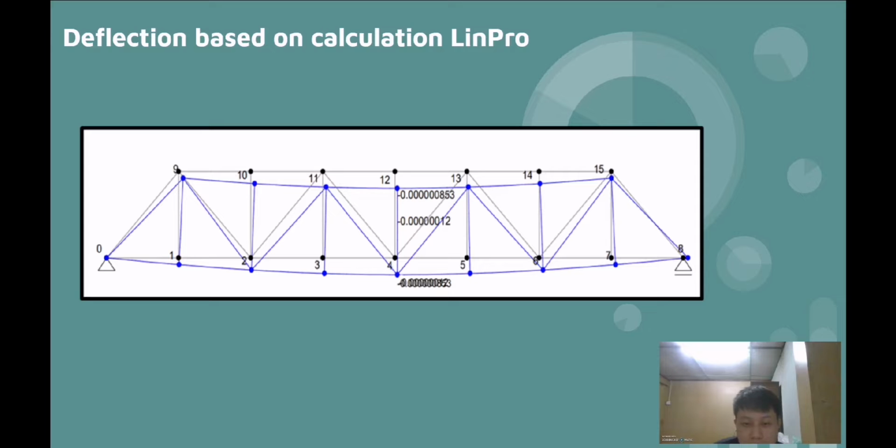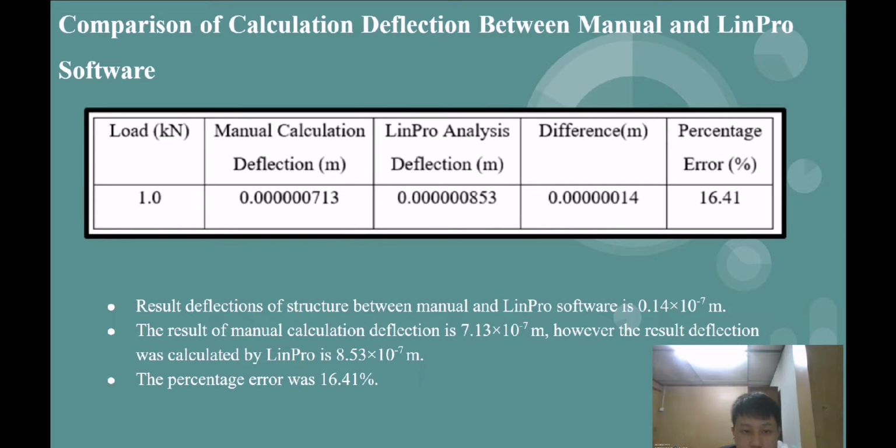calculated by RIM Pro. And this table shows the comparison of calculated deflection between manual and RIM Pro software. So this table shows the member, manual calculation deflection, RIM Pro analysis deflection, difference, and percentage error. From the table, we can analyze that the result of manual calculation deflection is 7.13 times 10 to the power of -7 meter.